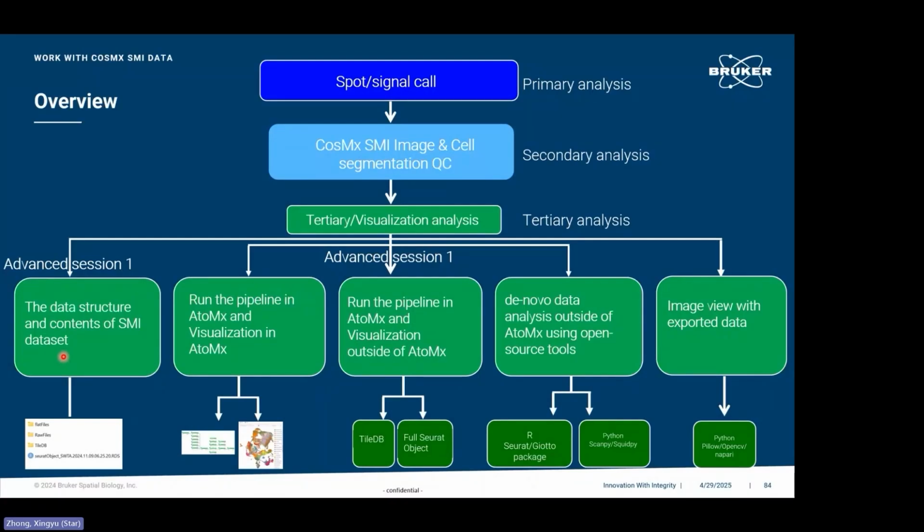Besides the data structure, we also covered, very briefly, that you can run the pipeline in Atomics and do the visualization outside of Atomics using R or Python or other open source visualization tools. In our next session, we will talk about how we can use the exported files to do de novo data analysis outside of Atomics using open source tools. You are welcome to join our next sessions, and stay tuned.